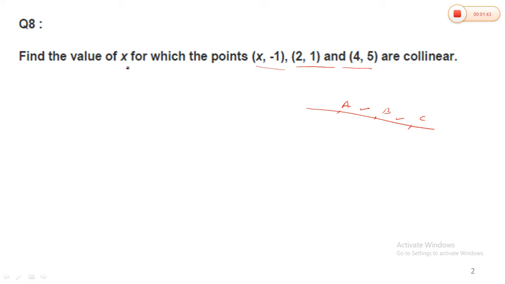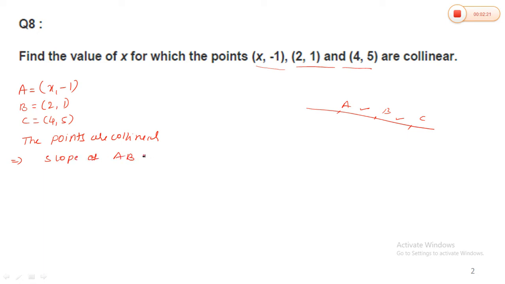So now let us write the points here. A point is equal to (x, -1). B point is equal to (2, 1). C point is equal to (4, 5). Given that the points are collinear, this implies slope of AB equal to slope of BC.